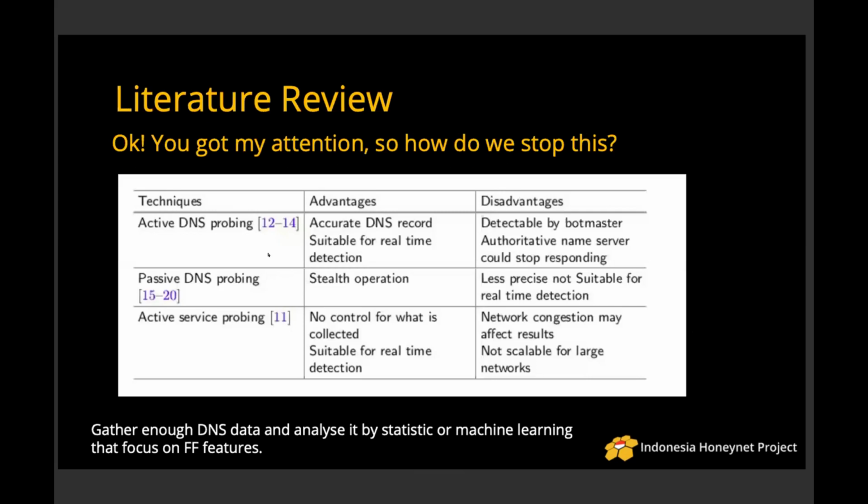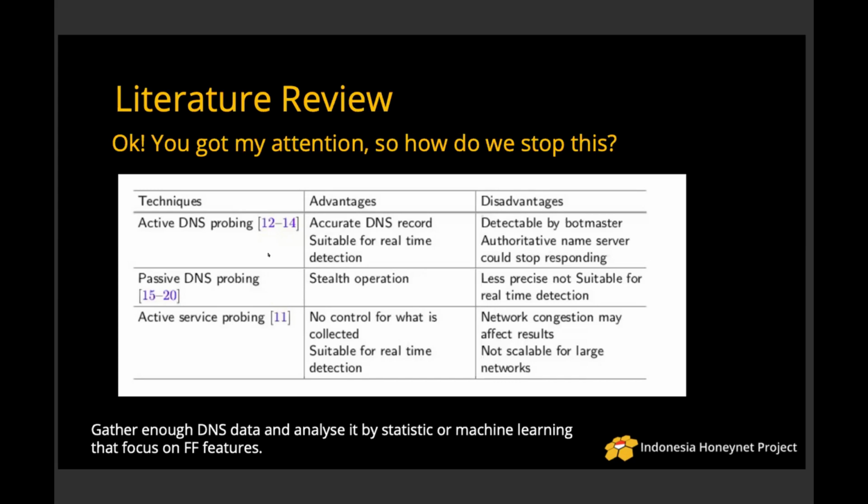I hope I got your attention by now of how important fast flux is. So how do we stop this? I mean, how do we detect fast flux domains or fast flux networks? Throughout years of research, there are 3 techniques that a lot of researchers have used to detect fast flux networks. The first one is active DNS probing, the second is passive DNS probing, and the third is active service probing. Each technique has its own advantages and disadvantages.